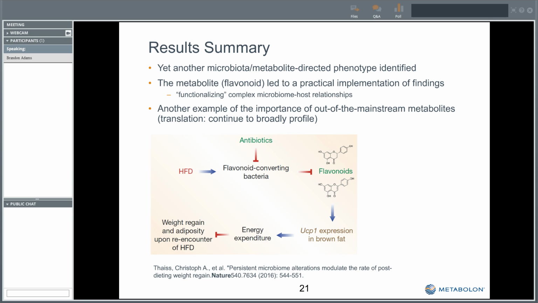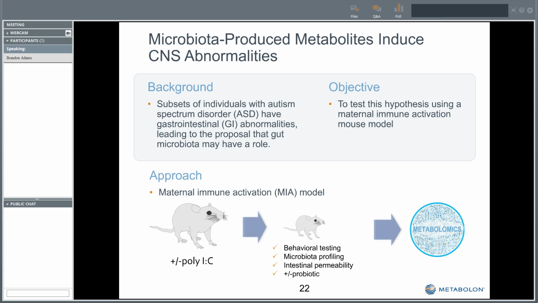And this is an example that if the investigator took a more targeted approach and only measured microbial-derived metabolites, they may have missed the opportunity to detect those flavonoids that are essential for their study.